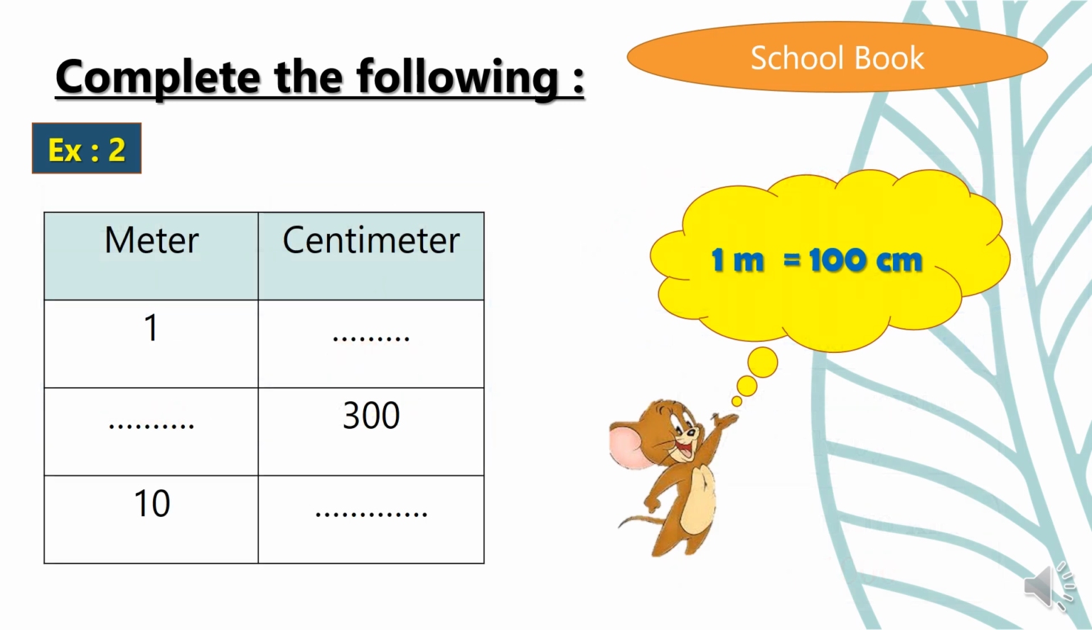Complete the following. Let's convert from meter to centimeters. Each 1 meter equals 100 centimeters, and if we convert the opposite way, from centimeters to meters, we cancel the 2 zeros. So 100 centimeters equals 1 meter. What about 300 centimeters? Cancel 2 zeros, so it will be 3. And last one, 10 meters equals, put 2 zeros beside 10, it will be 1000.